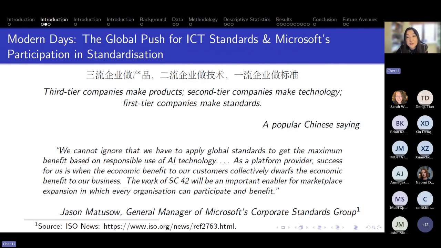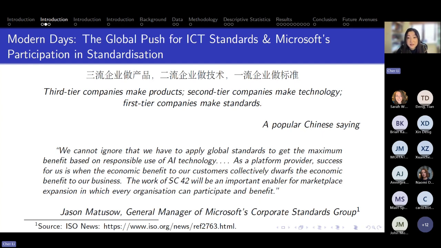So let's talk about maybe the standards in the modern digital economy. And since Marie mentioned how topical things are these days, if I start with this well-known Chinese saying that pretty much captures the role of standards perfectly: third-tier companies make products, second-tier companies make technology, first-tier companies make standards. Why? Because products come and go and technologies evolve, but standards really shape entire industries, having ripple effects throughout the value and production chain as well.